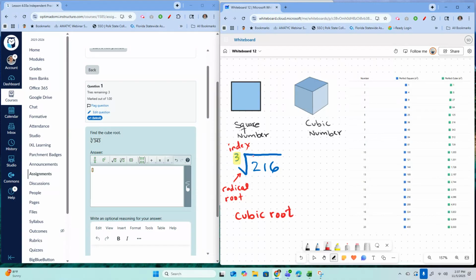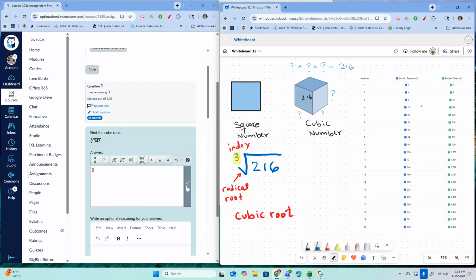Okay, and basically what we want to find out when you see one of these type of problems with the radical symbol and the little 3, imagine you have a cube, and inside the cube you have the number 216. You want to find out how much is each side of the cube. So what number multiplied 3 times by itself will give you 216? That's what cubic root is.